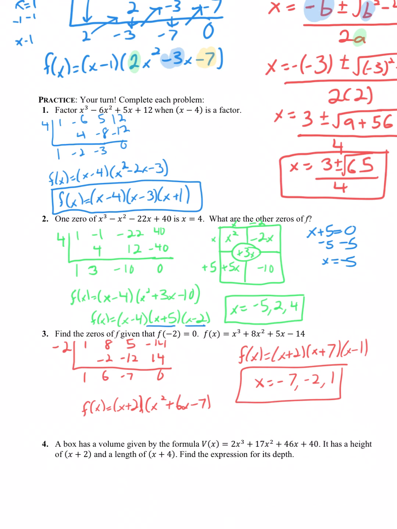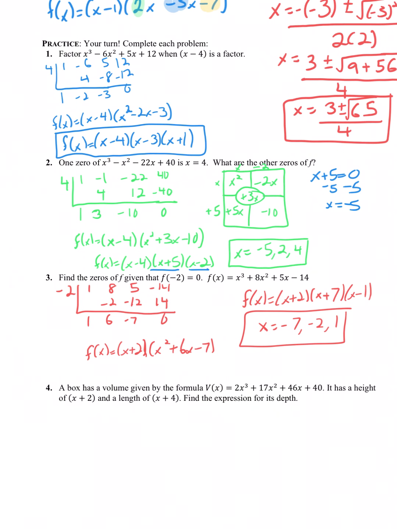All right, the last one, a box has a volume given by this formula, 2x cubed plus 17x squared plus 46x plus 40. It has a height of x plus 2 and a length of x plus 4. Let's find the depth. So what that means is I know that I have 4 terms here, and I want to factor this. And if I know the height is x plus 2, I can subtract 2 from both sides, and I get x equals negative 2. That's the number I can use up front here.